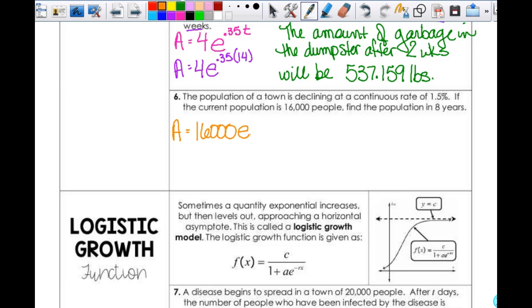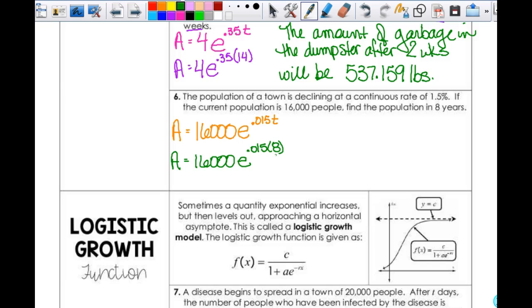What's my rate here? 0.015. Like that. So then A equals 16,000 times e to the 0.015 times 8, like that. All right, so what'd you get? Okay, y'all agree with that? 18,000? Everybody good with that?